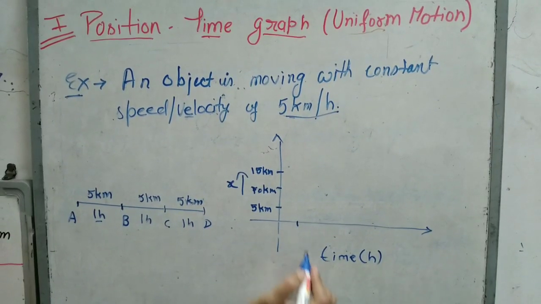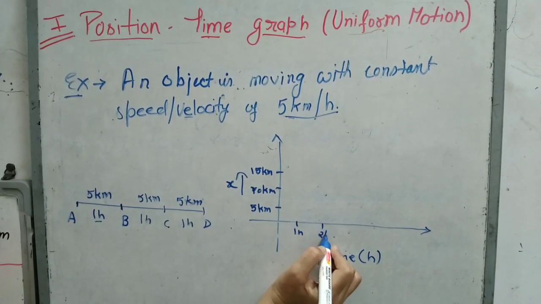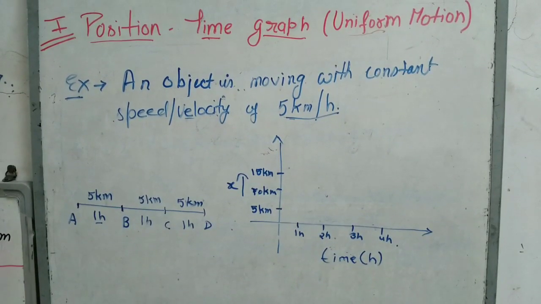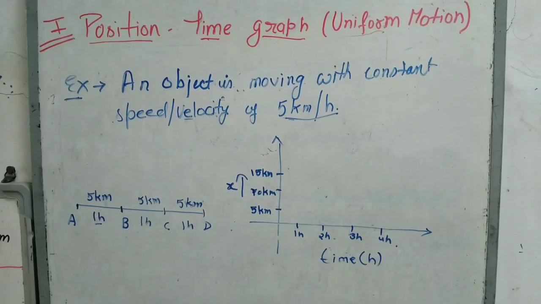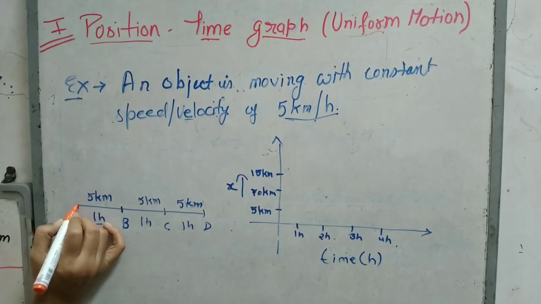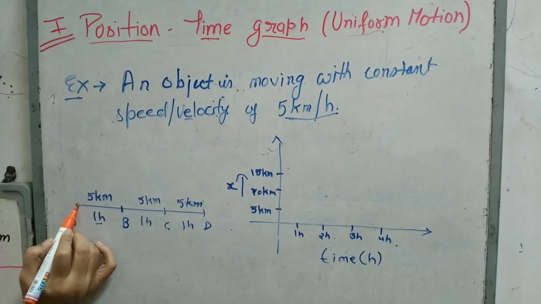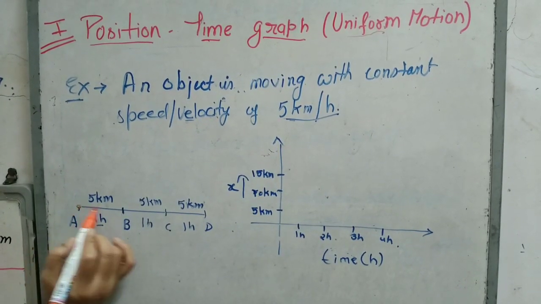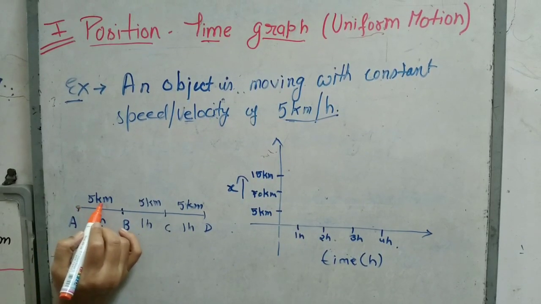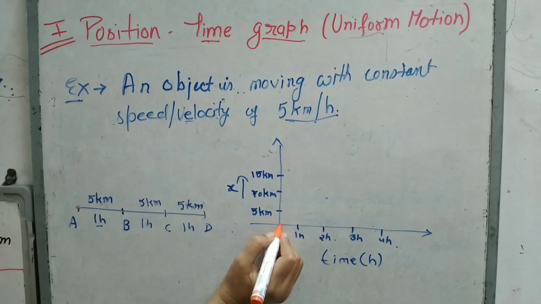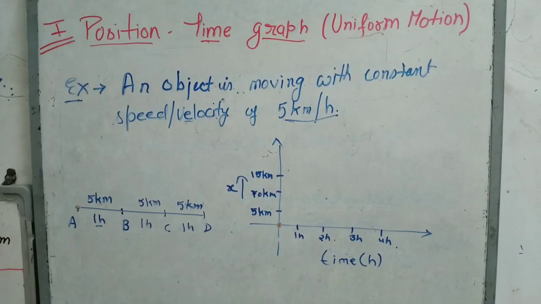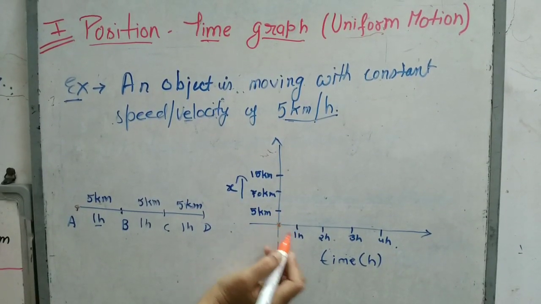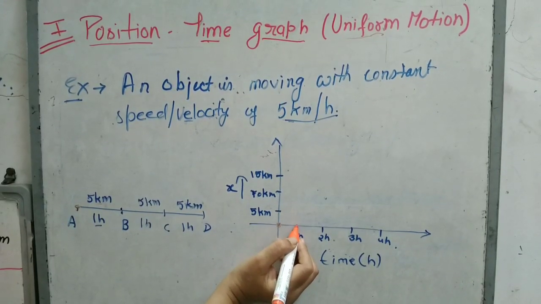Now for the time, we will have 1 hour, second hour, third hour, fourth hour, and so on. Now for the first hour, we can see in the drawing that from A to B, the object has travelled 5 km within 1 hour. So we can suppose this object is starting at A, was at rest. So the starting point will be on the origin.